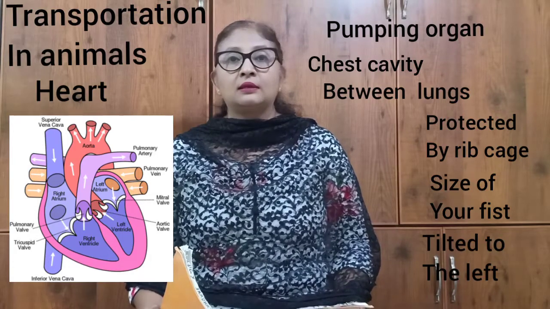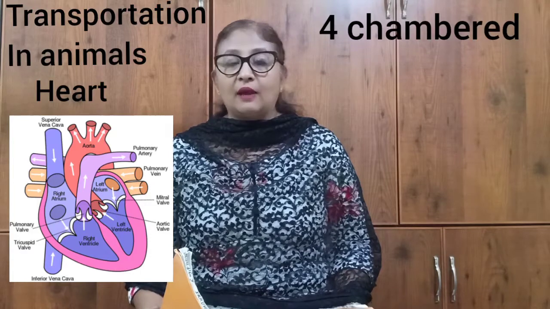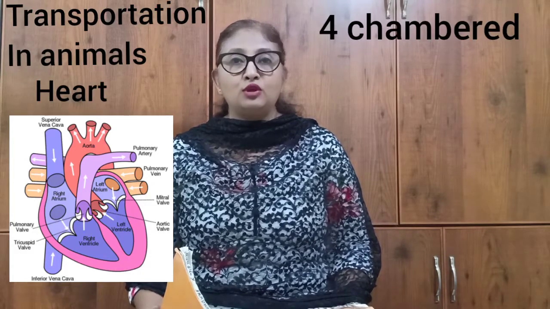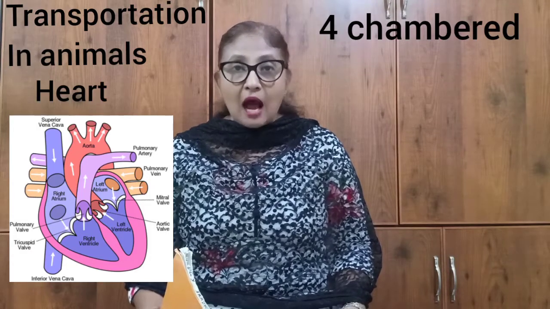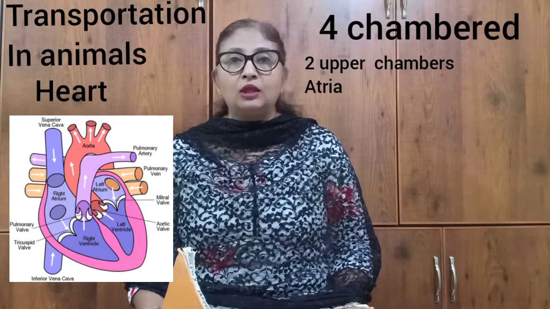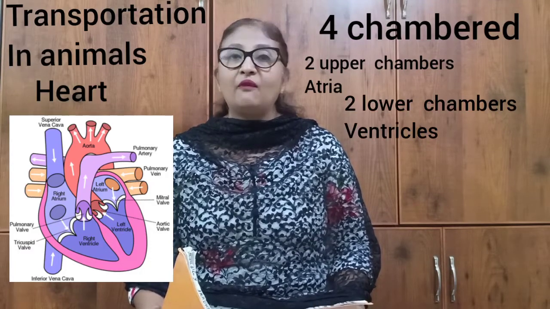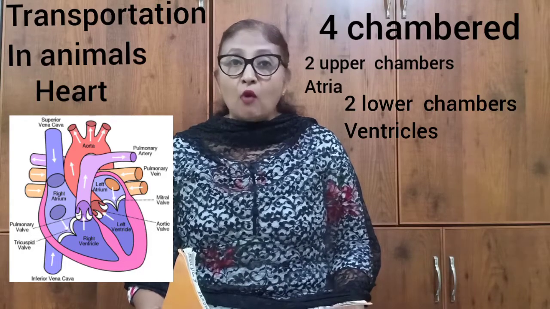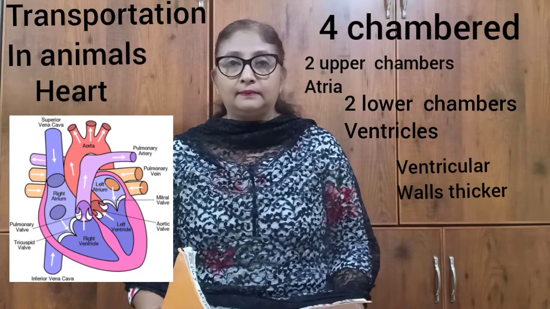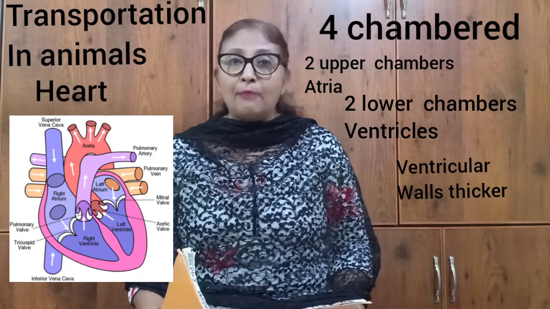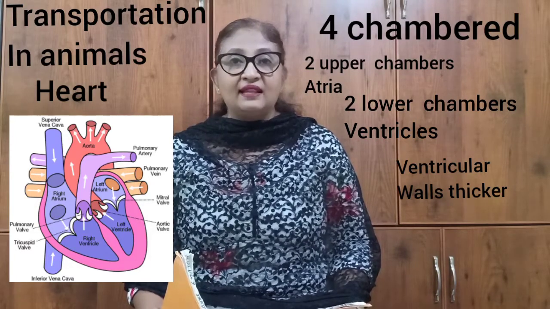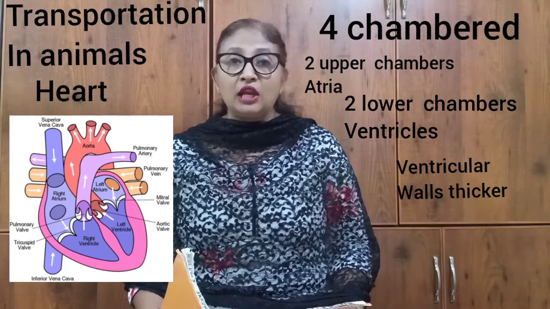In humans, heart is four-chambered with two upper chambers and two lower ones. The upper chambers are known as the atria, while the lower ones are known as the ventricles. The walls of the ventricles are thicker than that of the atria. This is because pumping takes place in the ventricles, and to withstand this pressure, the walls need to be thicker.